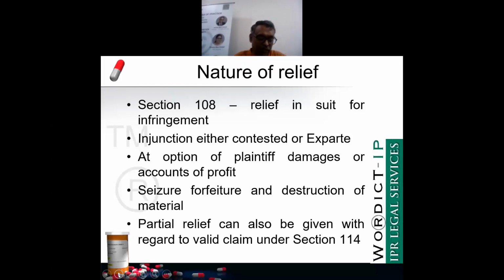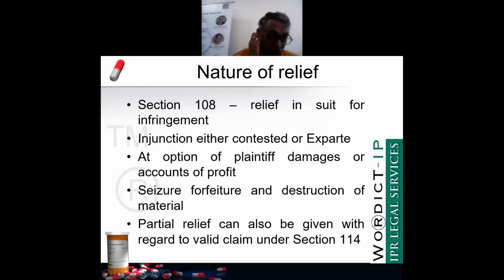I'll just read out the head note for you. Section 114 says: relief for infringement of a partially valid specification. If in a proceeding for infringement of a patent, it is found that any claim of the specification, being a claim in respect of which infringement is alleged, first it has to be a claim, then you will have to allege an infringement of that claim, is valid, but that any other claim is invalid, the court may grant relief in respect of any valid claim which is infringed.